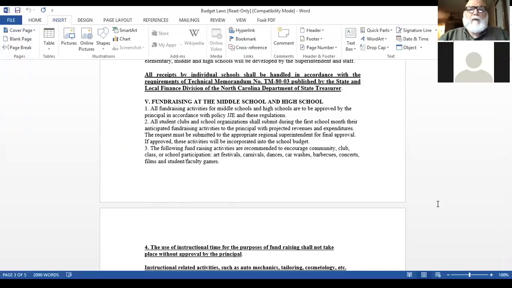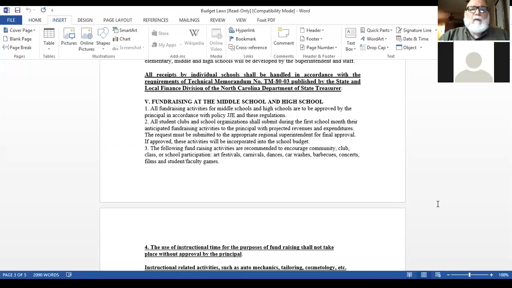They submit during the first month anticipated fundraising activities, projected revenues and expenditures. It has to go to the area superintendent for final approval. If approved, these activities are incorporated into the school budget. That's what I'm talking about. If you're having activities and that money is coming into your budget at your school, then you're going to be responsible for the accounting and to make sure the rules are followed.